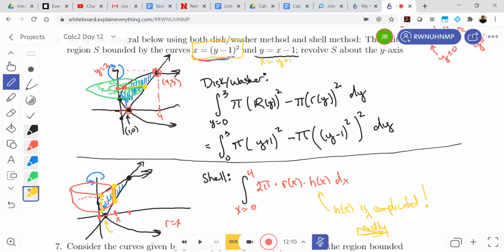And so this is an example where we could set this up using the shell method, but we'd be much happier setting it up using the disc or washer method.